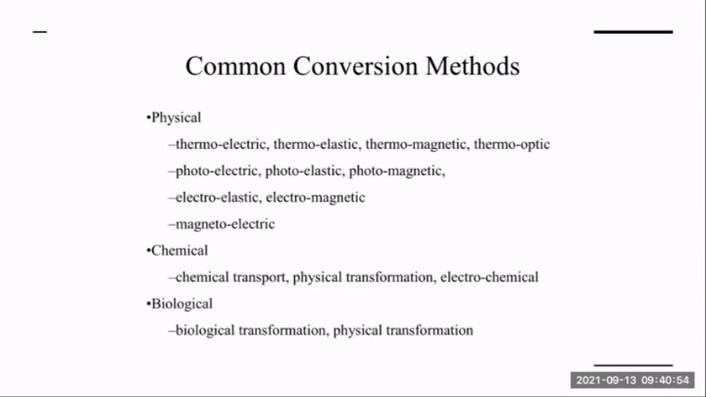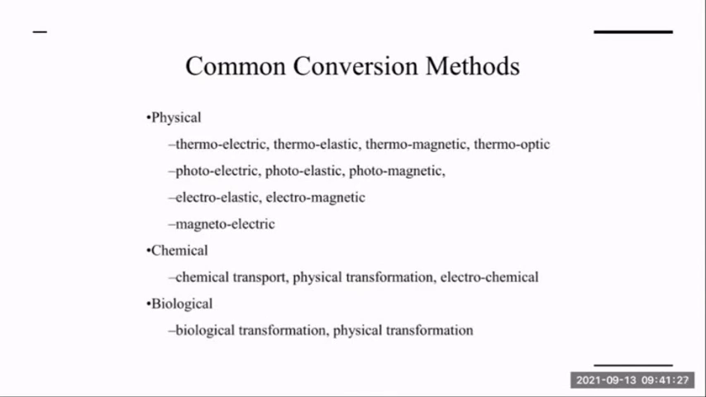Okay, so next we have chemical. So chemical transport, physical transformation, electrochemical, etc. The chemical sensors are actually kind of advanced level sensors, but we have simple chemical sensors as well. If you still remember litmus paper, which indicates if a solution is acidic or base, it will change color depending on the level of acidity of a solution. So that's an example of a sensor.